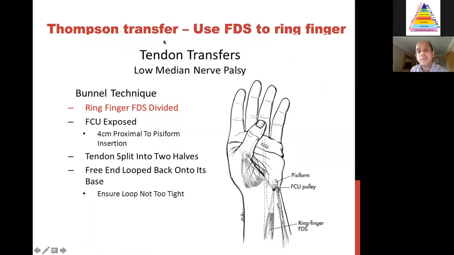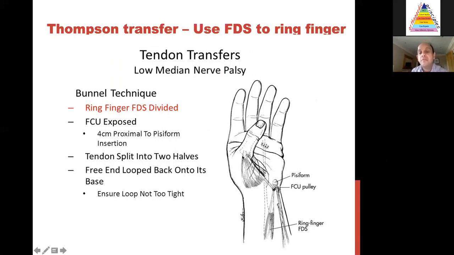So let's start with Thompson transfer. Basically, again, FDS to ring finger. That's a very good friend of yours for all your tendon transfer work. You can use it for your thumb opposition, for your FPL ruptures in distal radius fractures when you plate it. You can use it for Vaughan Jacksons, for your Manafelds, pretty much anything. So FDS to ring finger, you can pretty much bring it up in any tendon transfer discussion in your exams.